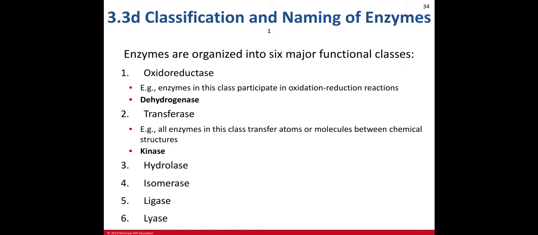oxidation reduction reactions. Then there is transferases. So that is enzymes that are going to transfer atoms or molecules between chemical structures. And we are going to mostly look at kinases that help to move atoms or molecules and really help in motion at a cellular level. We have hydrolases, isomerases, ligases, and lyases. And those all have different functions. Again, feel free, the book gives you a lot more detail, but just knowing that they exist is going to be okay.